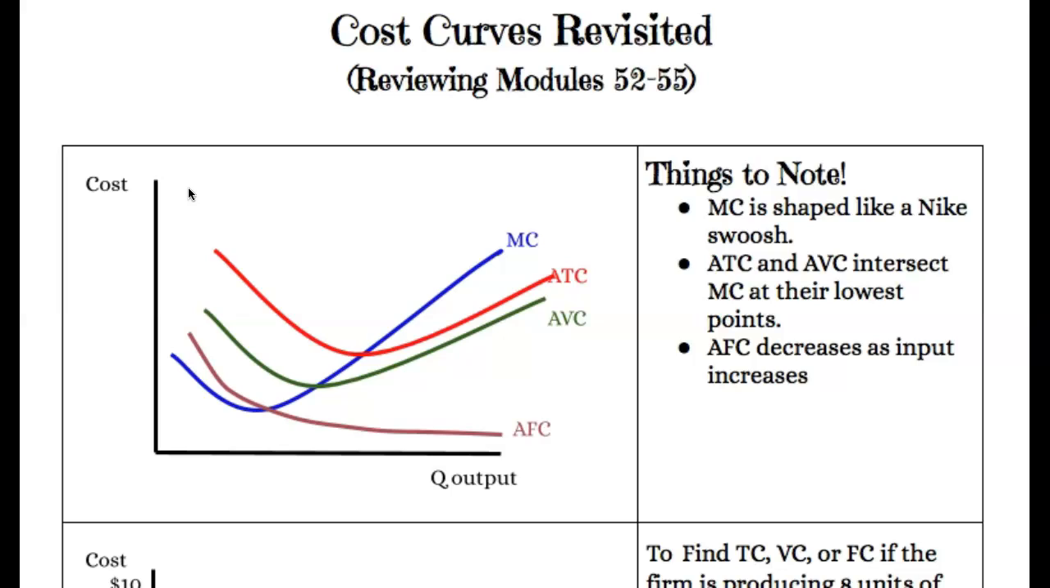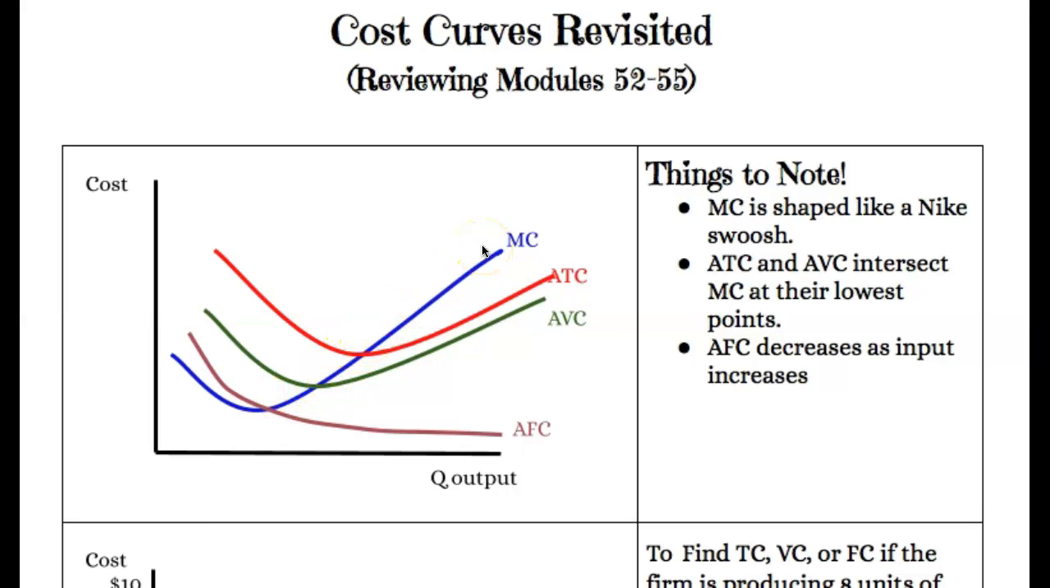Sometimes in the AP FRQ, they will ask you to draw cost curves. If they ask you to draw cost curves for a firm, please note that the y-axis is your cost and your x-axis is your quantity output. The other thing to make sure that you know is that the marginal cost curve is going to be that lovely Nike swoosh shape. So your marginal cost curve is that lovely Nike swoosh.